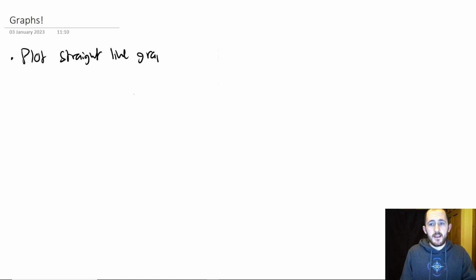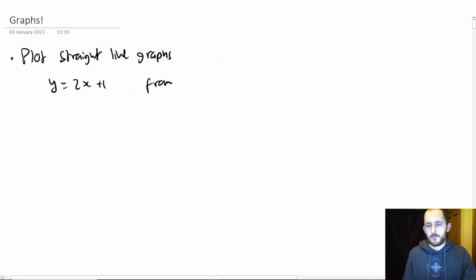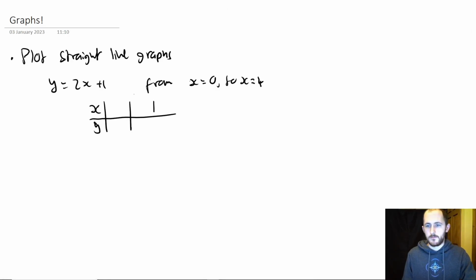This is probably fairly easy, and you do kind of do it in science as well. But essentially, if they gave you an equation like y equals 2x plus 1, and they said from x equals 0 to x equals 4, when they say plot, that means you have to do a little plotting table, where this is going to be 0, 1, 2, and then 3, 4.